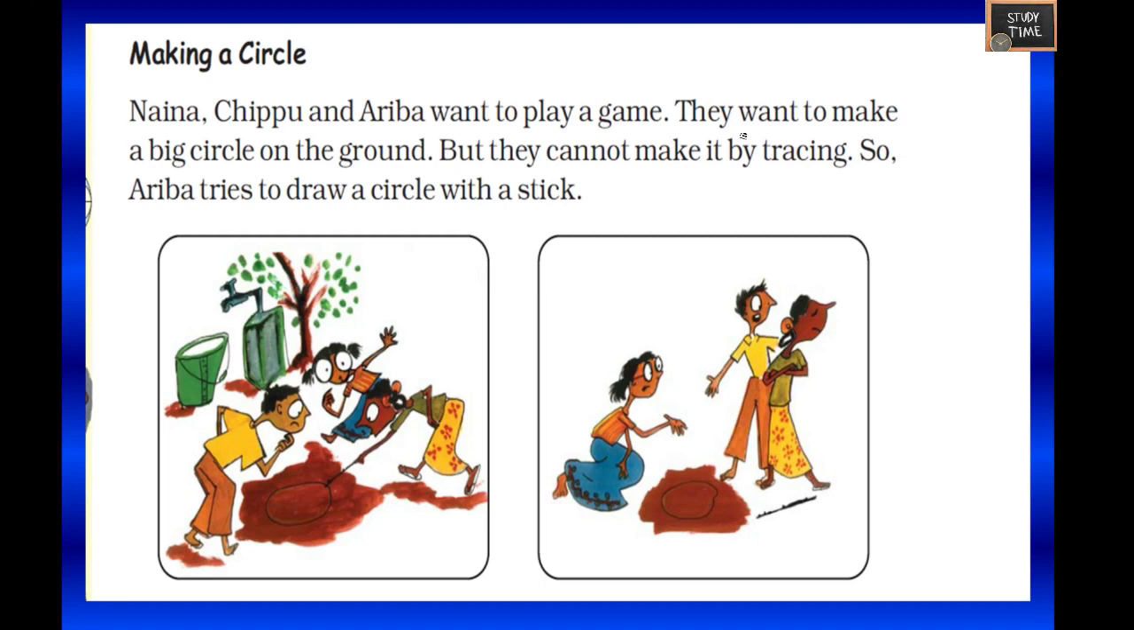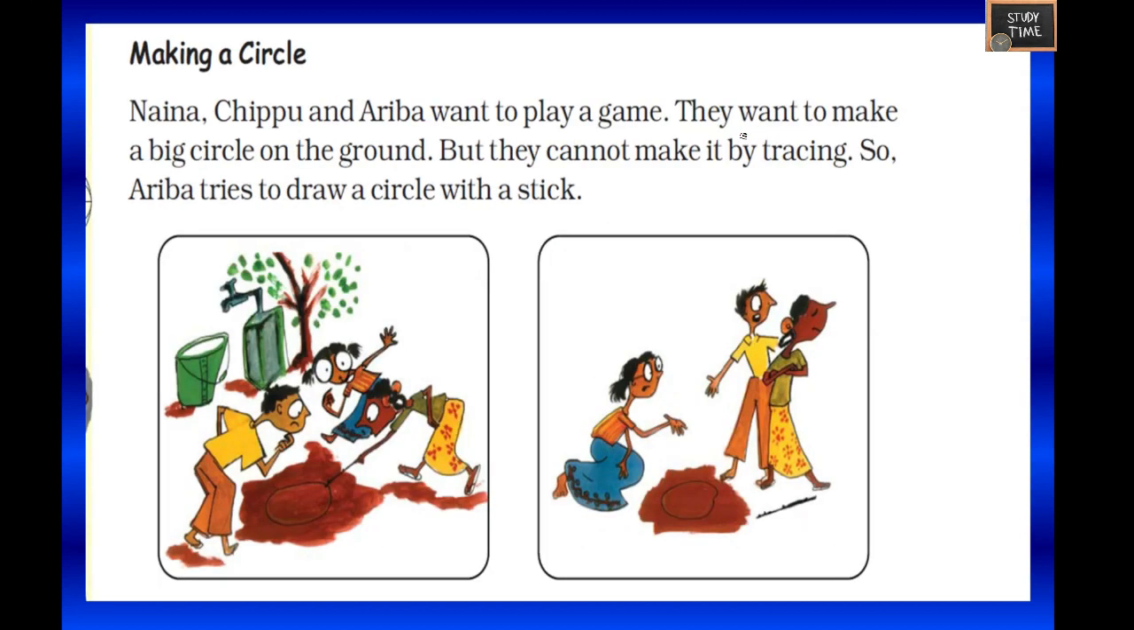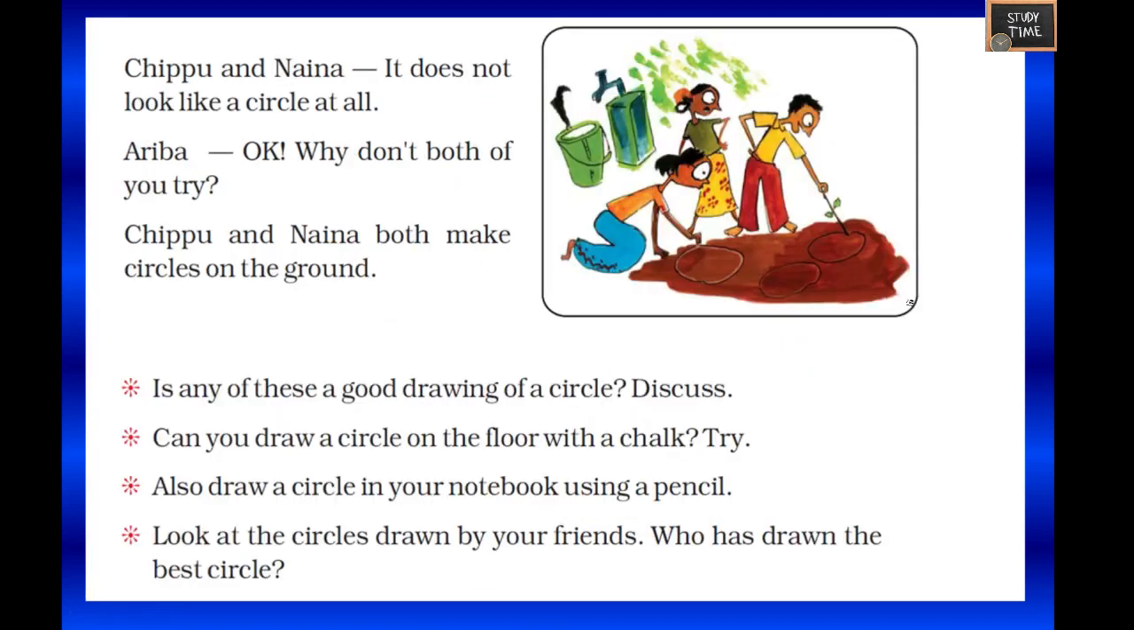Next, making a circle. So Naina, Chipu and Ariba want to play a game. They want to make a big circle on the ground, but they cannot make it by tracing. So Ariba tries to draw a circle with a stick. So see, they were all making a circle with a stick. So simply they were all drawing a rough circle. Chipu and Naina, it does not look like a circle at all. Ariba told that, okay, why don't both of you try? So Chipu and Naina both make circles on the ground.